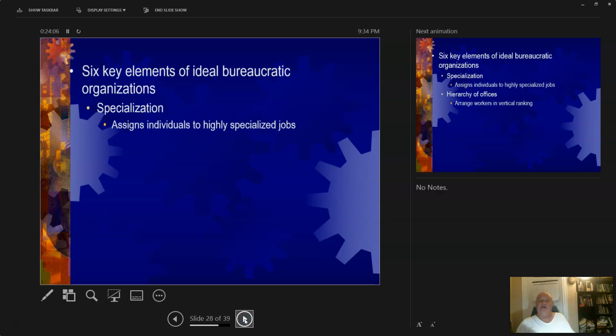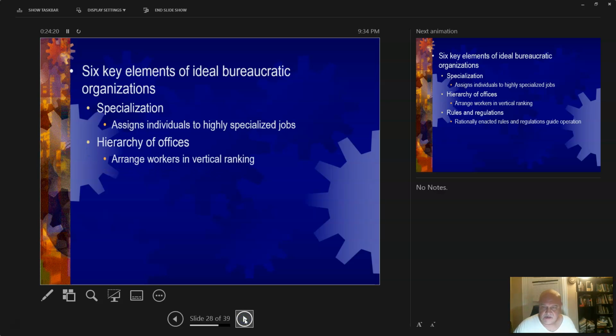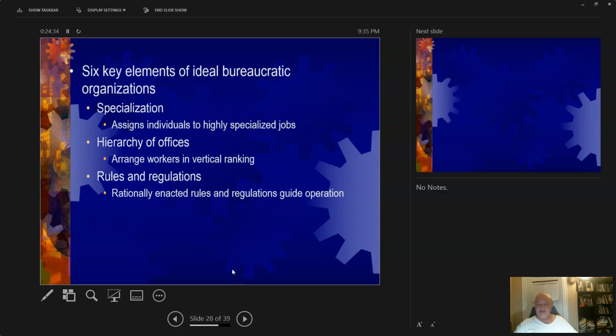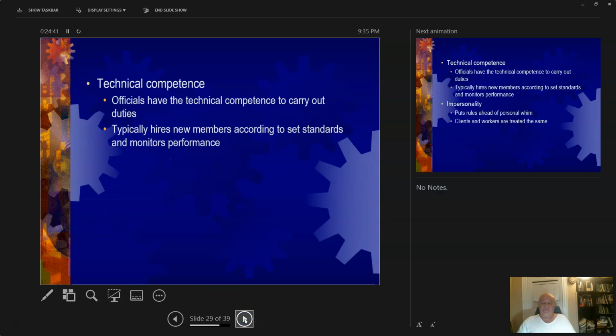There are six key elements of an ideal bureaucracy, and by ideal we mean the best possible way of doing a bureaucratic organization. Specialization. A hierarchy of offices: workers are arranged in a kind of vertical ranking, from the top to the bottom. Rules and regulations: there are rationally enacted rules and regulations that guide operation. Technical competence: officials have the technical competence to carry out duties. New members are hired according to set standards, and their performance is monitored.